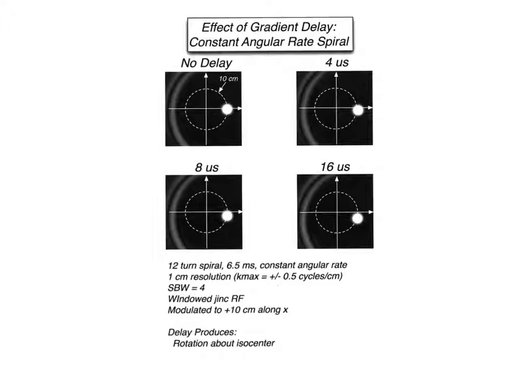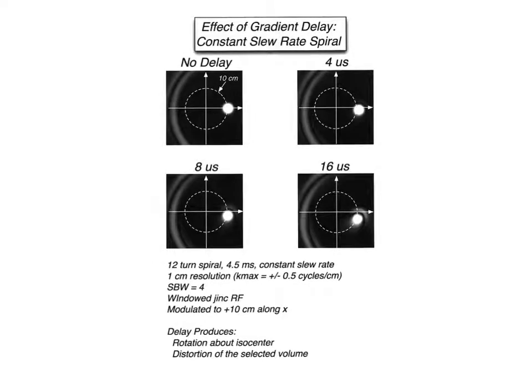So here's an example showing the effect of gradient delays on a constant angular rate spiral. This is the center of the field of view, and we have modulated the spiral RF pulse to put its center excitation here at a radius of 10 centimeters. You can see that as we increase the delay from 4 to 8 and then 16 microseconds, that's what we solved for, we get a rotation of the excited pattern here. So overall, the delay produces a rotation about isocenter.